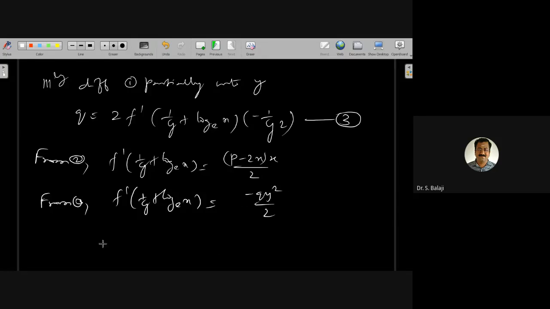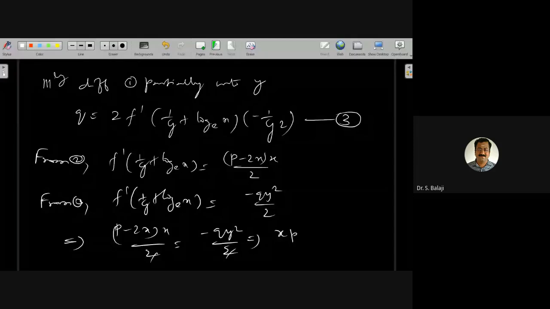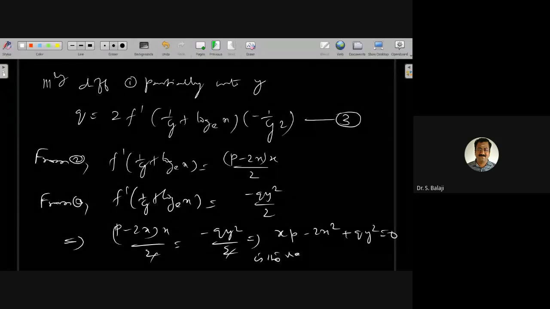Both are f dash here, therefore we can equate these two. This implies p minus 2x into x by 2 can be written as minus q y square by 2. 2 gets cancelled. Therefore, we get the relationship xp minus 2x square plus q y square equal to 0. This is the required partial differential equation. This is the idea that you can get easily.